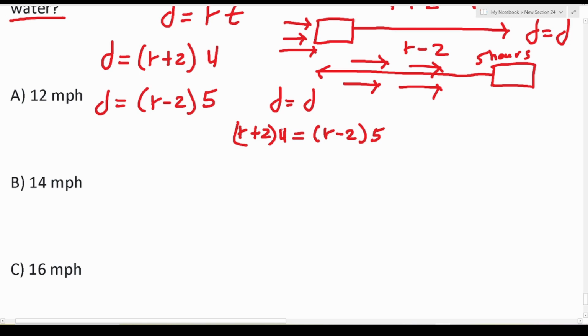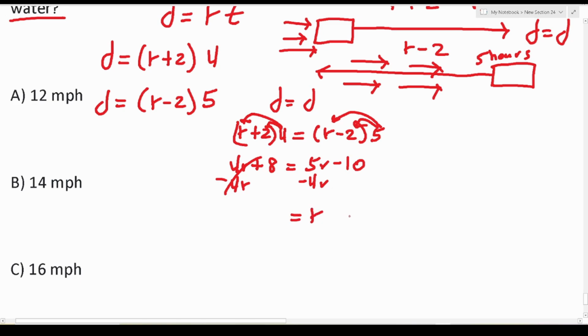And the first thing I'm going to do is distribute this 4 here. So this becomes that times that. So this is 4r plus 8 equals, and let's distribute this 5 here and here. This becomes 5r minus 10. Again, we're solving for r, so we want to get r by itself. I'm going to subtract 4r from both sides like this. This crosses out, leaving you with 5r minus 4r, which is just r, minus 10 equals 8.